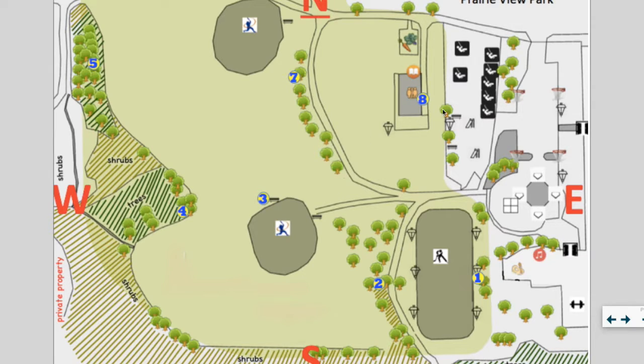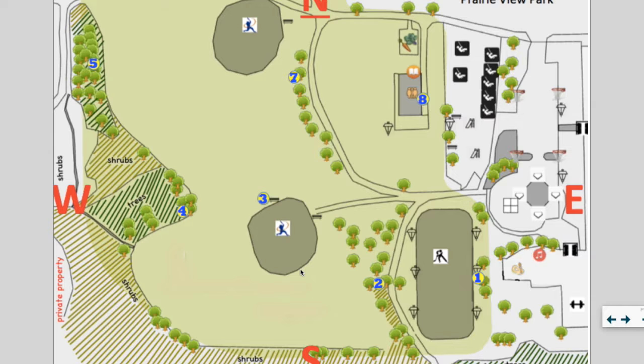Notice where our school is. Notice where the playground is. Notice the hockey rink, the warming house. Notice the vegetable garden. Notice the northmost baseball diamond and the southmost baseball diamond.